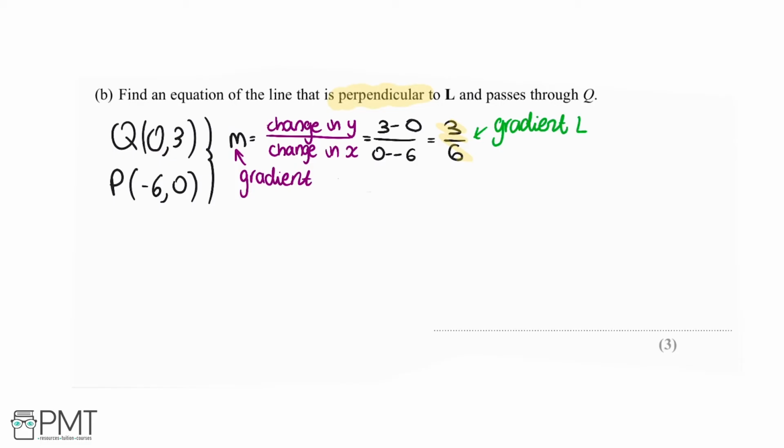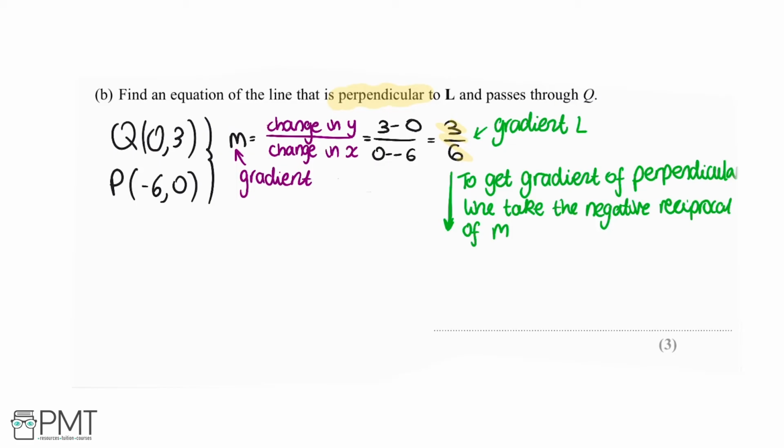So now we want to find the equation of the line that is perpendicular to L. So to get the gradient of the perpendicular line, we need to take the negative reciprocal of the gradient. So doing that, we flip the numerator and denominator. So we're going to get 6 over 3, and we make it negative. So this here is the gradient of the line perpendicular to L.